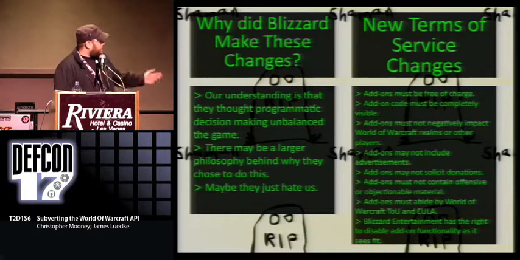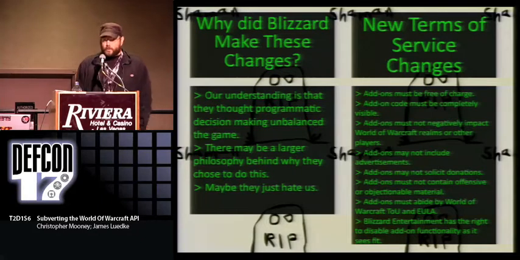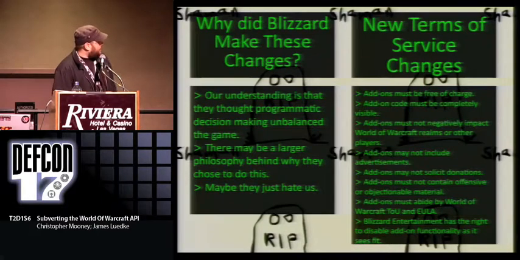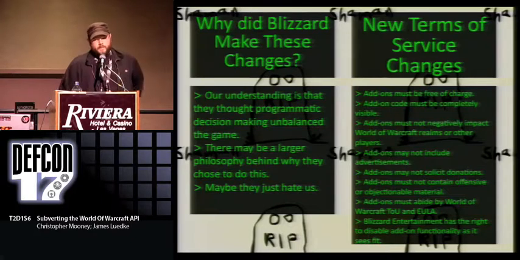Why did they make the changes? I'm going to skip right down to the bottom one here. Maybe they hate us, because we all put a lot of code and a lot of time into this, and they just said, forget it, we don't care. But really, I think it was something about trying to stop programmatic decision making.